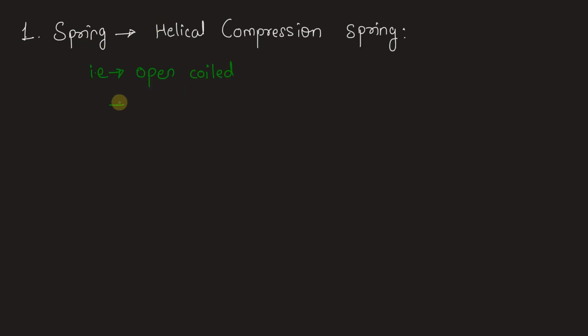So, given spring, it's a helical compression spring that is open coiled, and the second thing to be noted is that it resists axially applied compression, or the compressive force that is applied along its axis. To visualize it better, let me explain this with a diagram.